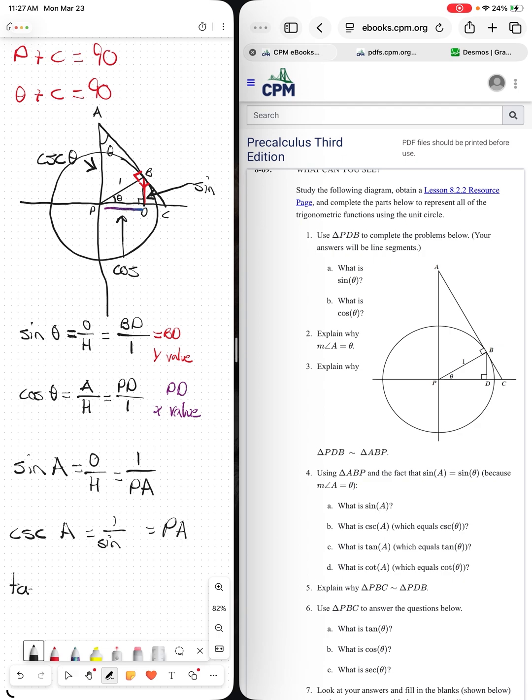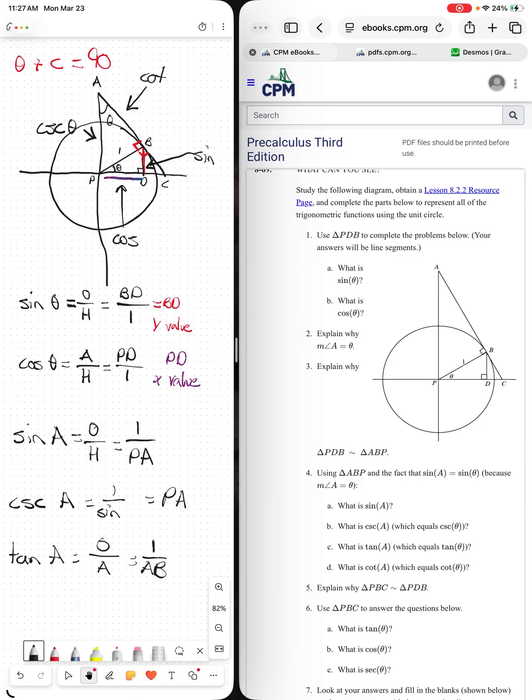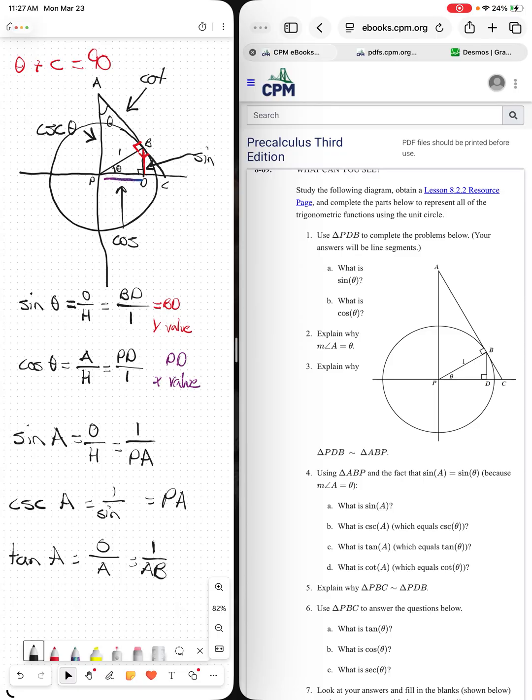What's the tangent of A? The tangent is opposite over adjacent. Well, the opposite is 1. Adjacent is AB. So AB is the cotangent. Why? Because it's 1 over that. So AB is the cotangent. That means BC is the tangent.